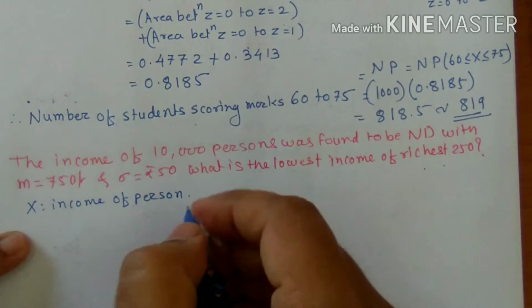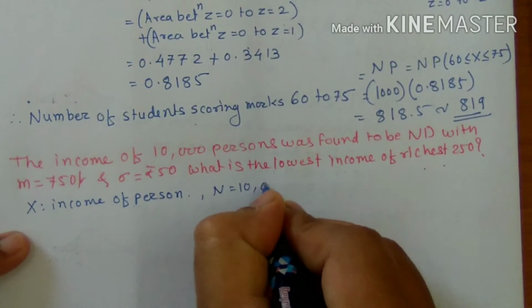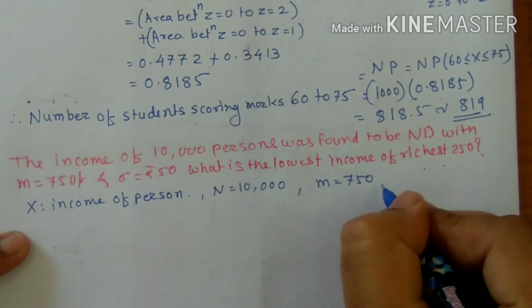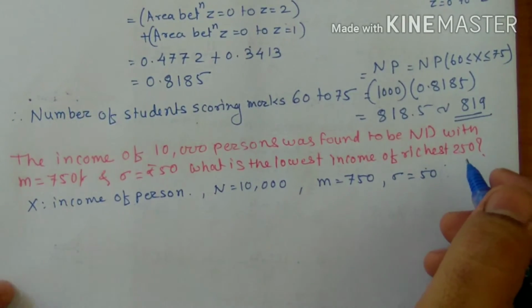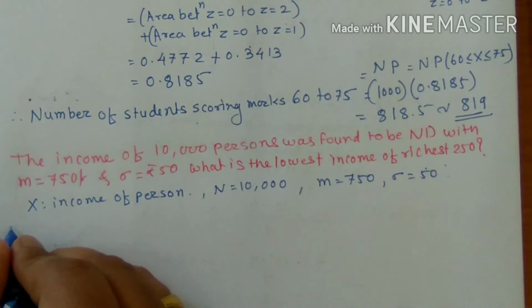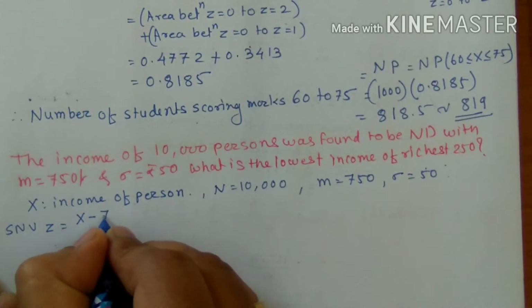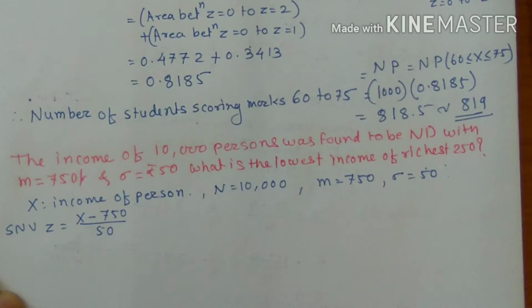Okay, x is the income of a person. Fine. Now here n is 10,000, then mean is 750, standard deviation is 50. I hope this is clear. Fine. Now for the standard normal variate, z is given as x minus 750 divided by sigma, that is 50.